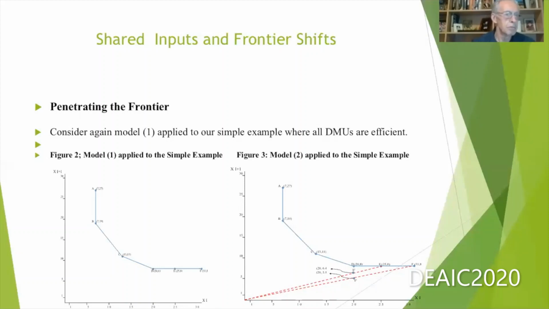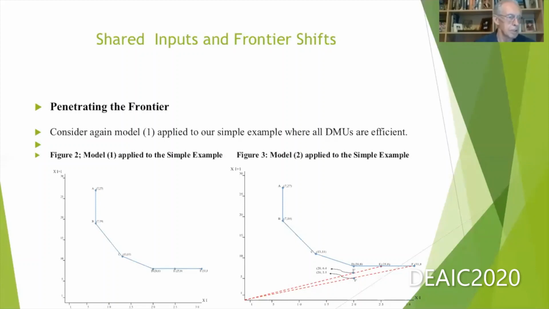Note that DMUs E and F, which were deemed efficient earlier, are now deemed inefficient rather than efficient as they were in Model 1. Department E has an efficiency score of 0.8, and in a radial sense is projected from point E to point E prime with coordinates 20 and 6.4. DMU F is, on the other hand, projected radially to F prime with coordinates 20 and 5.16 and has an efficiency score of 0.645.